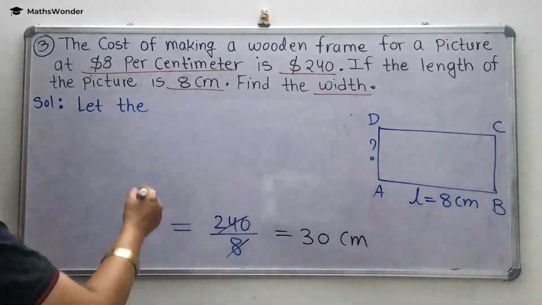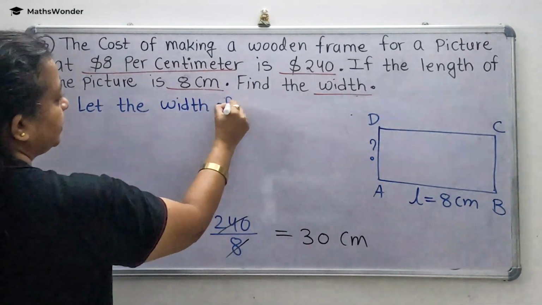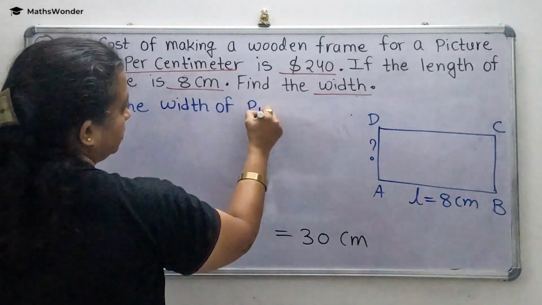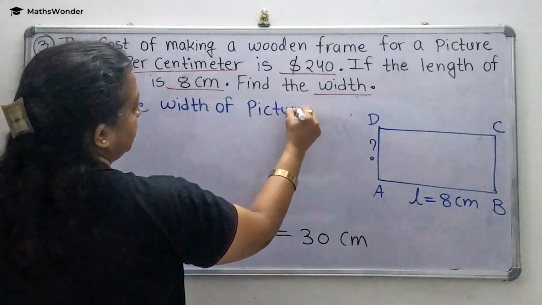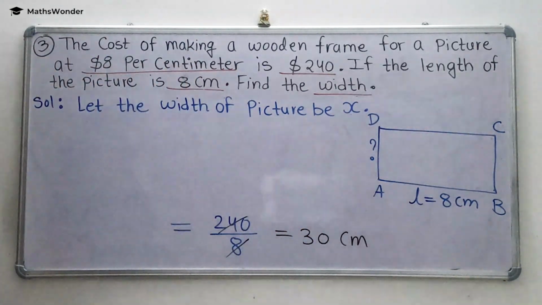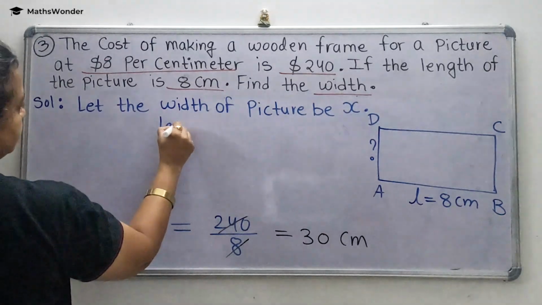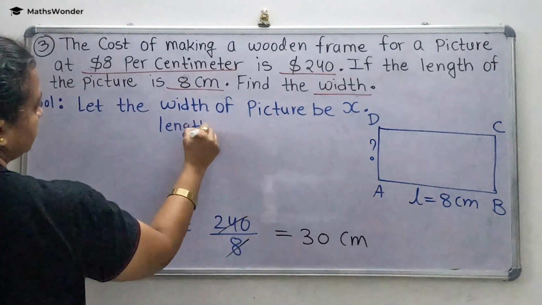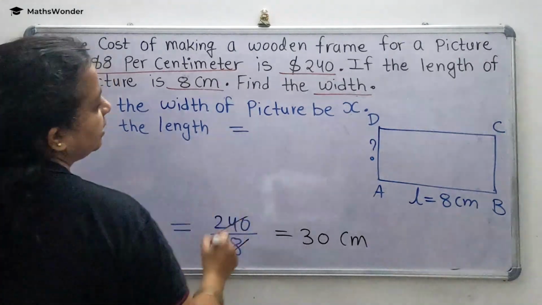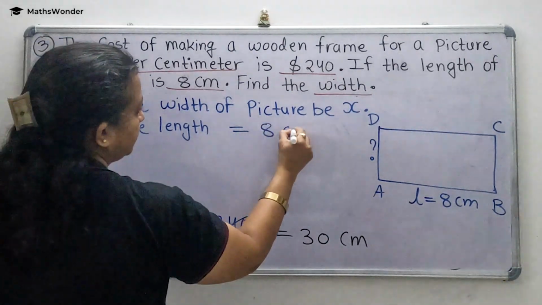So let the width of the picture be x. We are assuming your width is x. Okay, so it is easy to understand. And the length is given already. It's 8 centimeters.